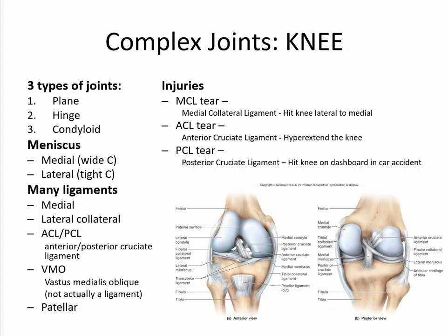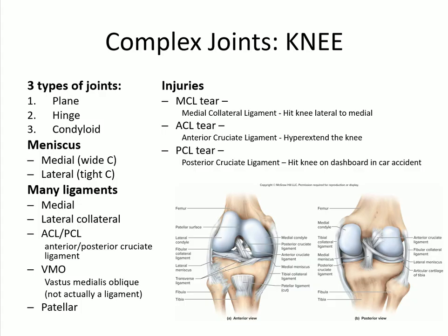And then plane, so when you're standing, you can actually slide the femur on top of the tibia. So think about if you're just moving to look behind you or something. Your femur can slide on top of your tibia a little bit. It's not going to go too far though, because you've got a bunch of ligaments that prevent you from doing anything that's going to injure yourself. But that's plane. Hinge, bending your knee, straightening your knee, and then condyloid, the end of the femur has 2 condyles that articulate with the tibia. That's where our condyloid comes in.